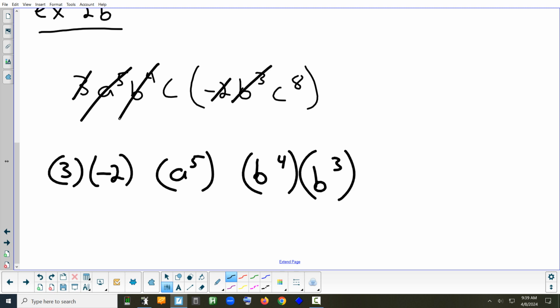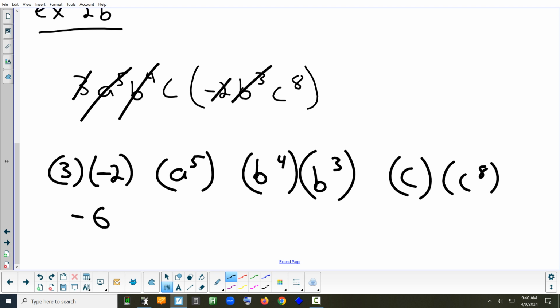Took care of that. And then the next thing we have is a c. Is there anything I can multiply with the c in the next set of parentheses? The c to the 8th. Yep, c to the 8th. Okay, let's write that out. Eli, what's 3 times -2? -6. Yep, so -6.